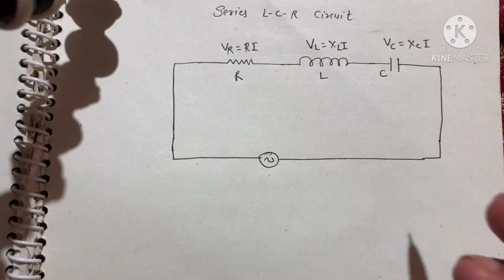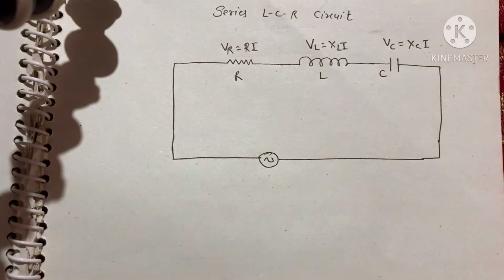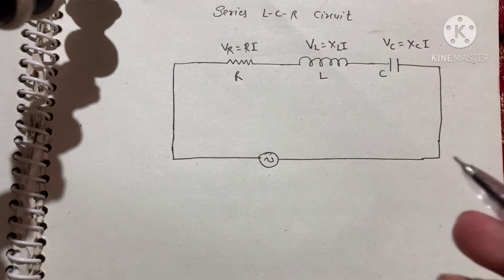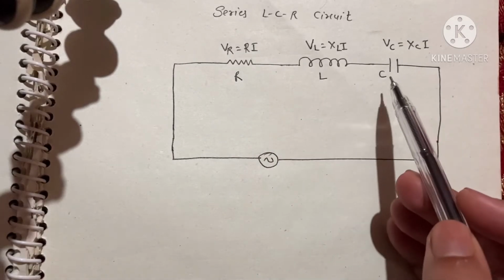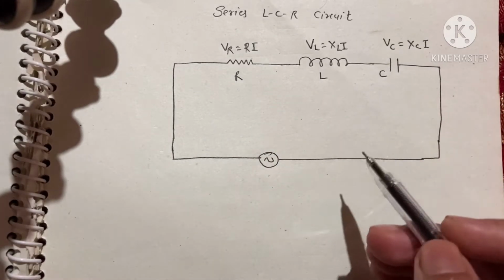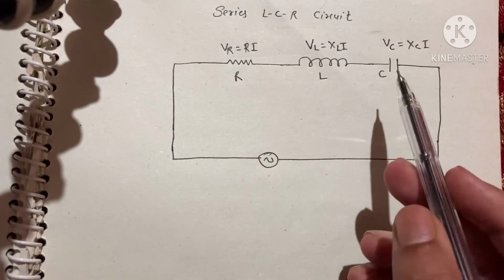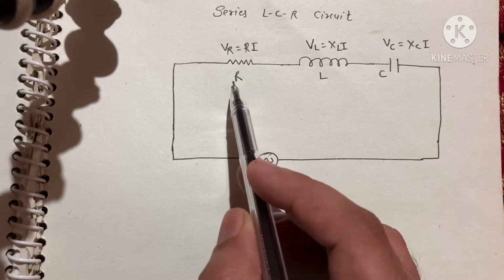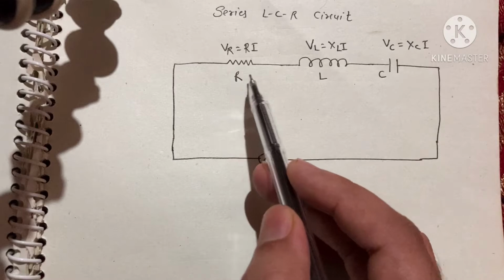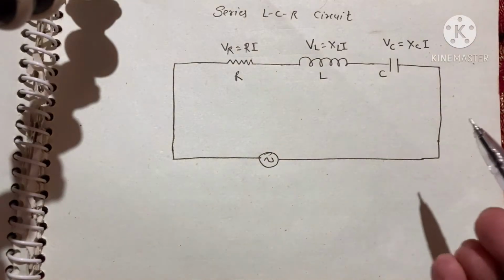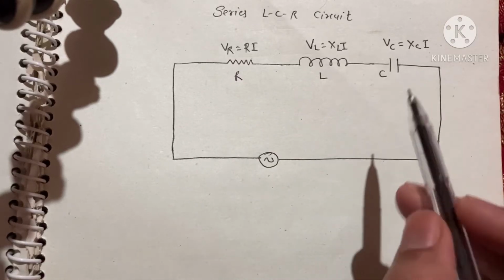Okay students, so in this video we'll see the series LCR circuit. In the last video we saw what the phase relation is between EMF and current when we connect an AC source to a resistor, an inductor and a capacitor separately. Now we are connecting the resistance, inductor and capacitor in series, and we will see what the phase relation between EMF and current is when they are all connected together in series.